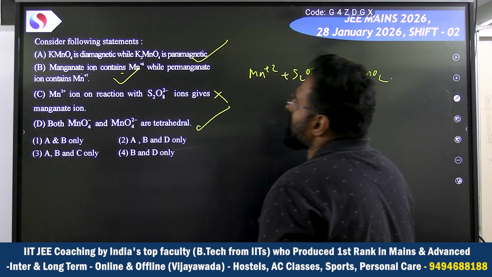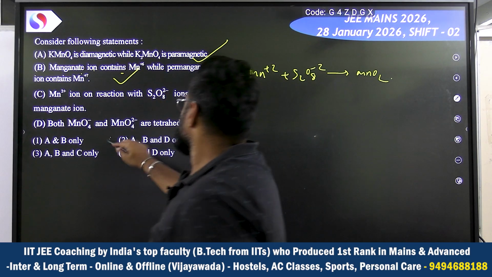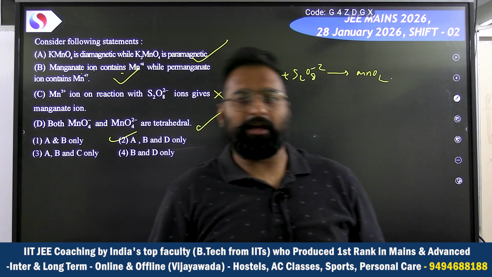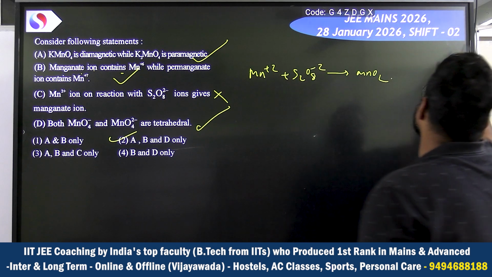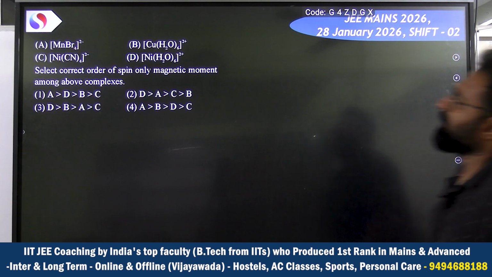So the correct option is A, B and D. Second option A, B, D. C is incorrect. Okay? Chalo. Next question. So far simple. The questions are very simple.